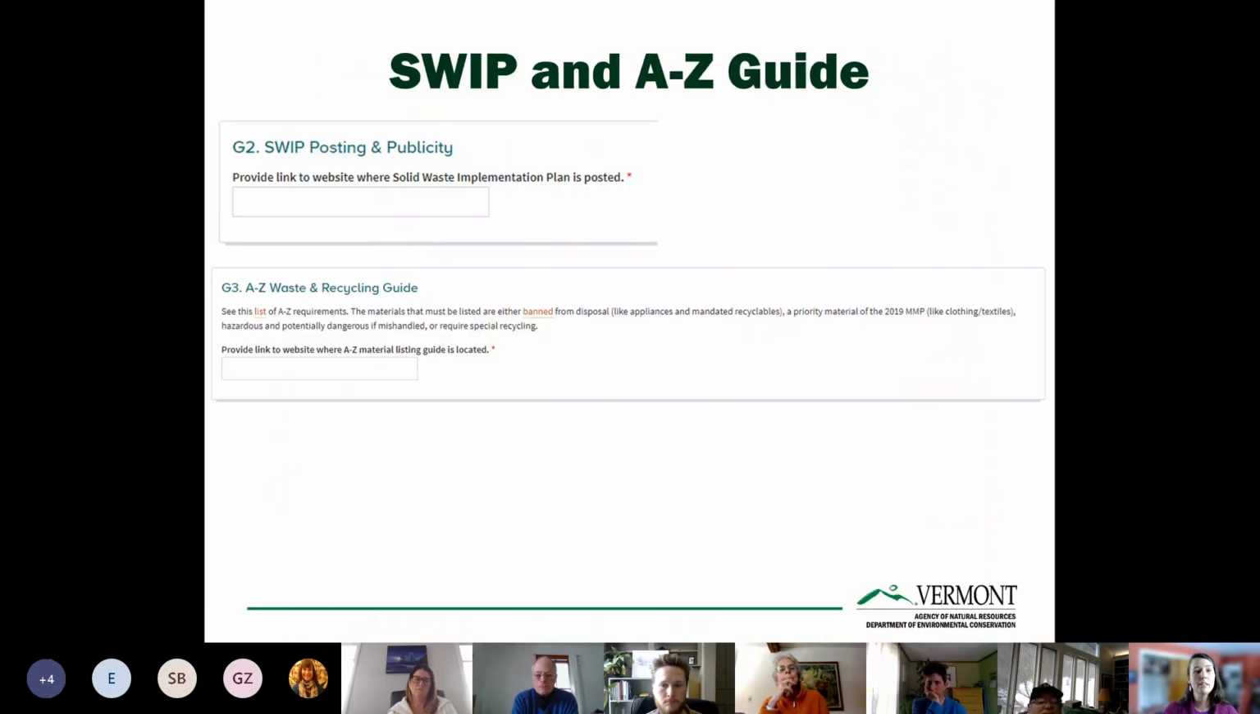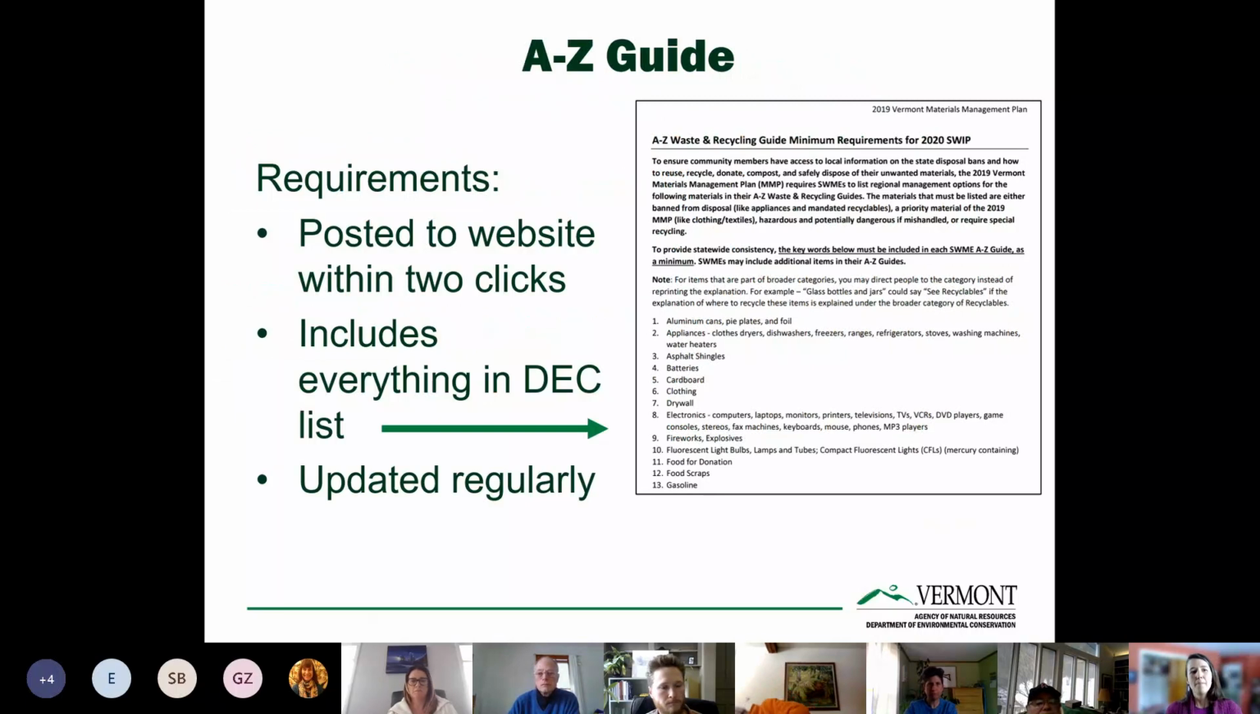The next requirement is posting your SWIP on your website and also posting your A to Z recycling guide on the website. The SWIP should have been posted years ago when the plan was approved, and the A to Z requirement has been there for quite a while as well. Basically, the requirements we have around the A to Z guide are all about convenience for the public. We require that your guide be posted to your website within 2 clicks of the main page. That's really just so that a person can come to your page, and if they've never been there before, they should be able to navigate to your A to Z guide and get the answers they're looking for.